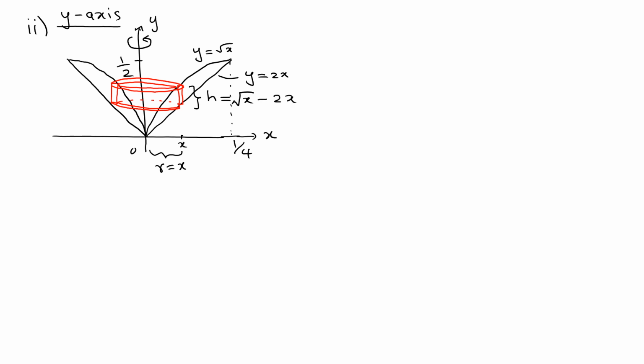So now we know the height and we also know the radius. So we can write the formula. The volume formula is now 2 pi, whatever the limit, radius of the cylinder, the height of the cylinder, and the thickness.